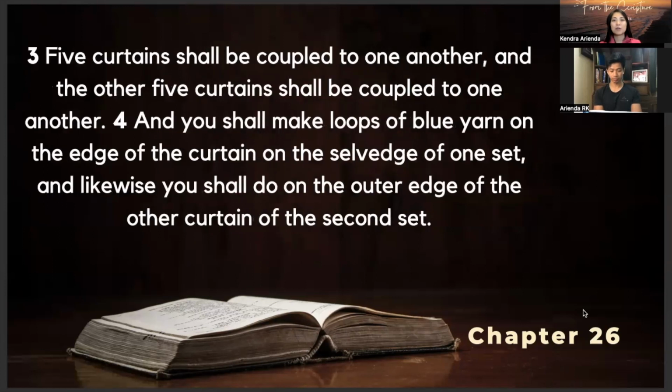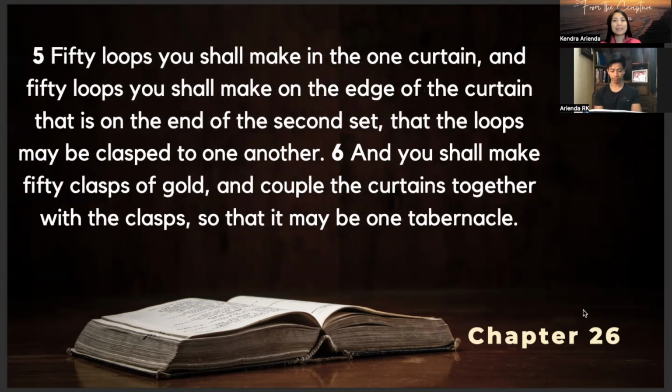5 curtains shall be coupled to one another, and the other 5 curtains shall be coupled to one another. And you shall make loops of blue yarn on the edge of the curtain, on the selvedge of one set. And likewise, you shall do on the other outer edge of the other curtain of the second set. 50 loops you shall make in the one curtain, and 50 loops you shall make on the edge of the curtain that is on the end of the second set, that the loops may be clasped to one another. And you shall make 50 clasps of gold and couple the curtains together with the clasps, so that it may be one tabernacle.